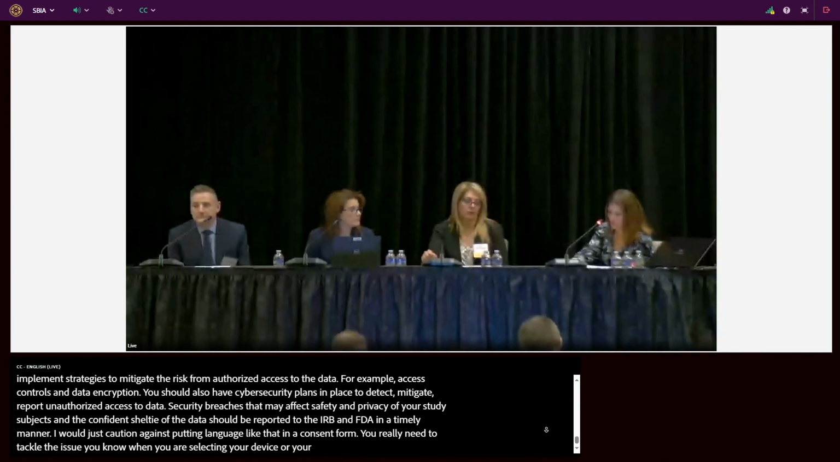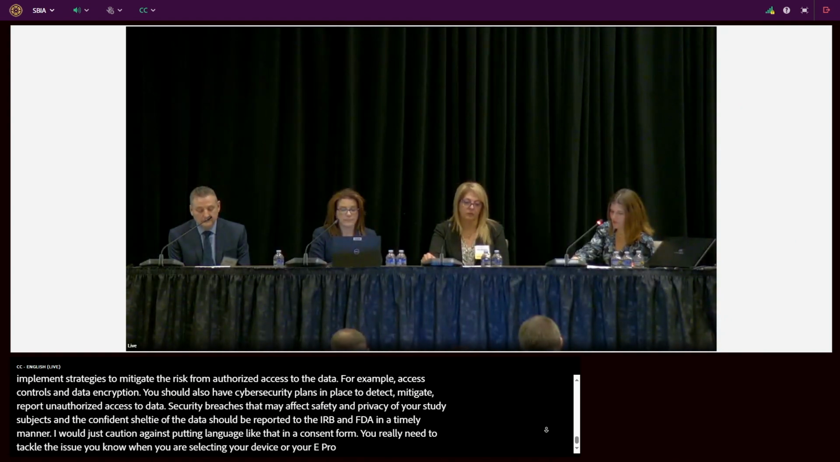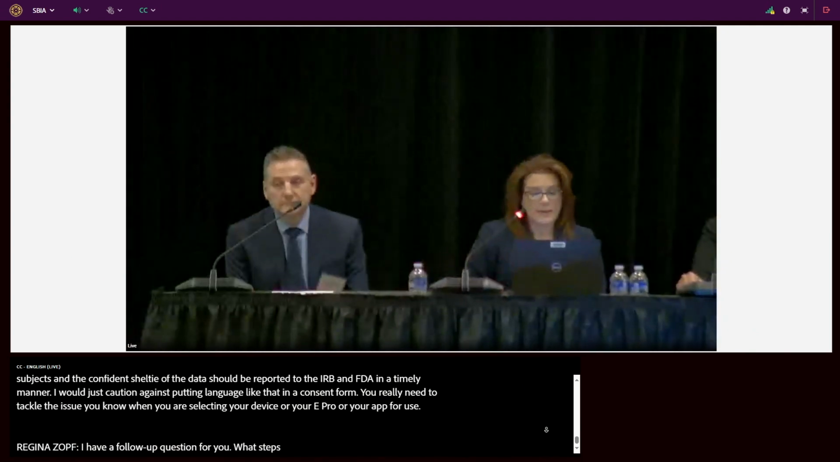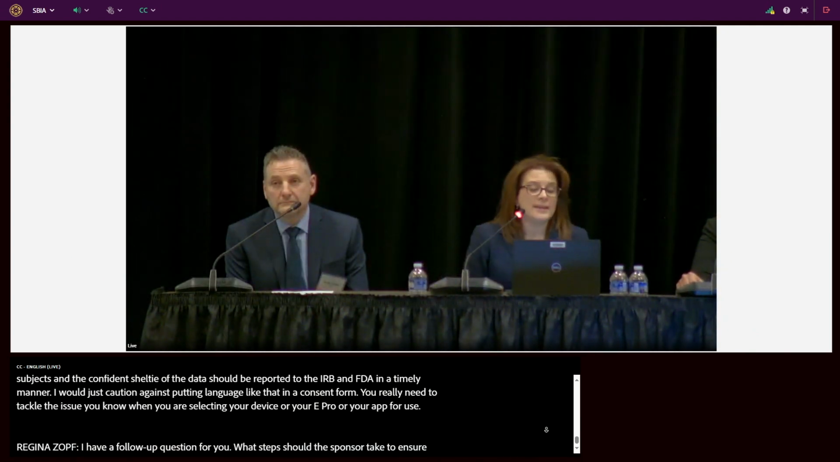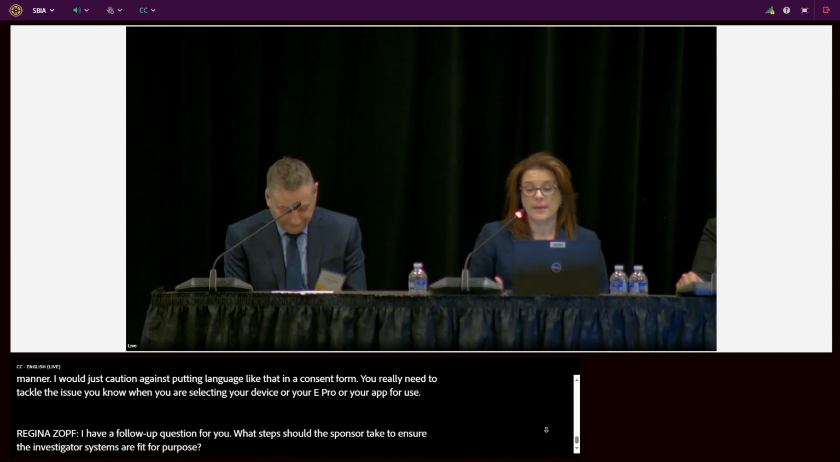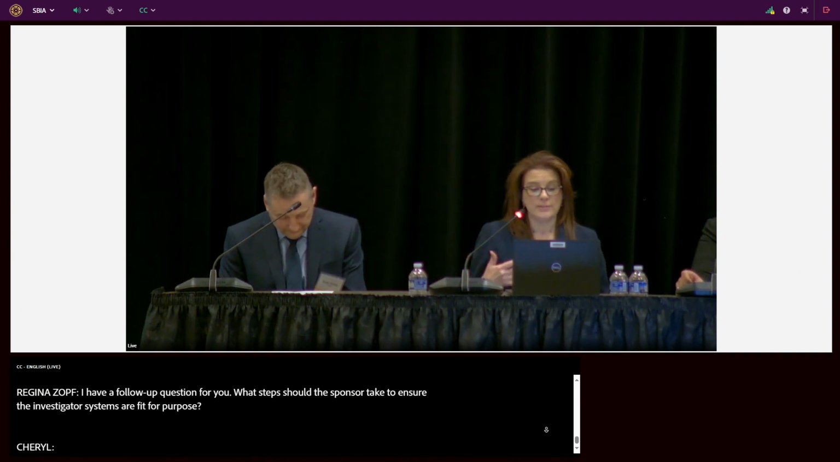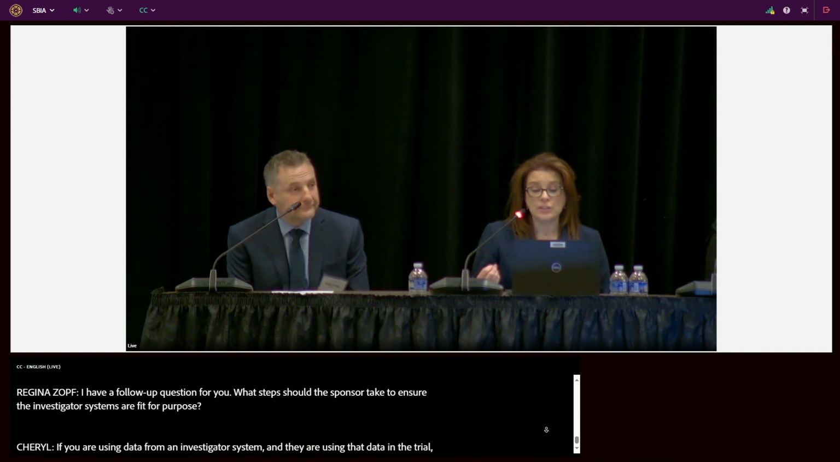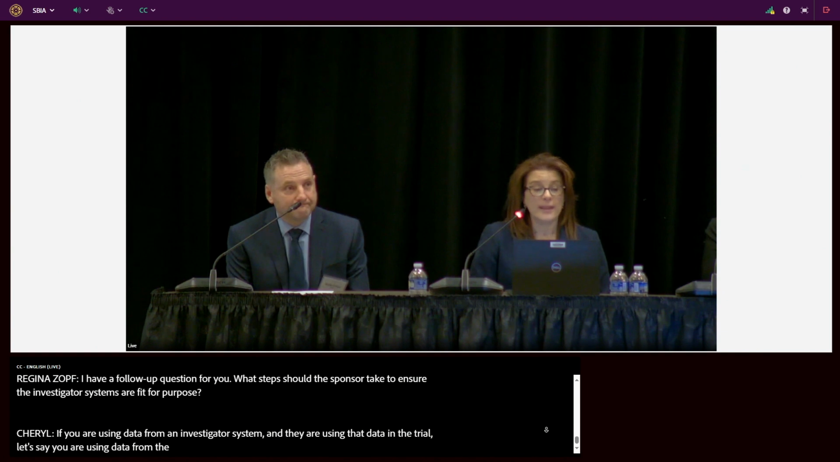I have a follow-up question for you. What steps should the sponsor take to ensure the investigator's systems are fit for purpose? So if you're using data from an investigator system and you're using that data in a trial, so let's say you're using data from an EHR, sponsors really need to ensure that it's of sufficient quality and there's an appropriate level of data reliability.